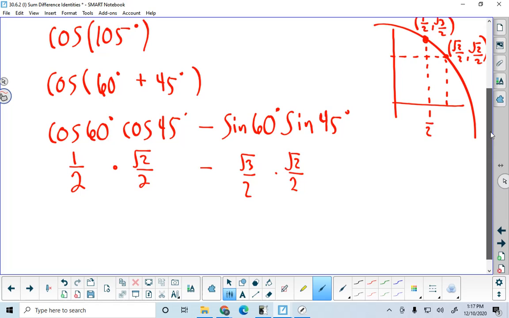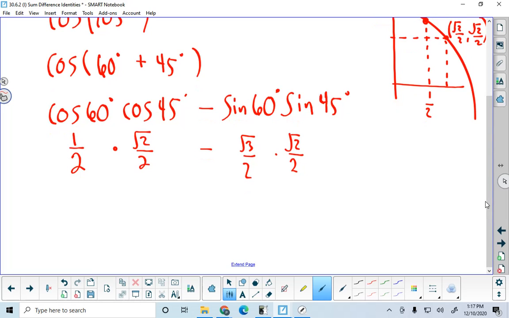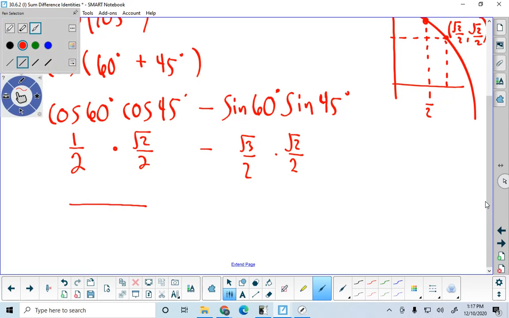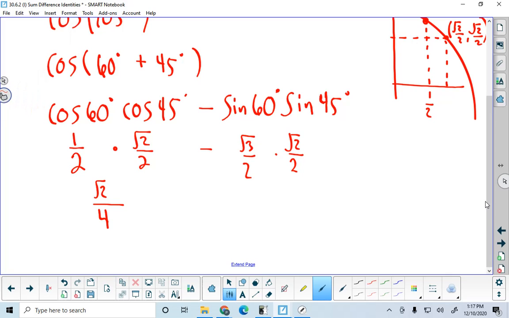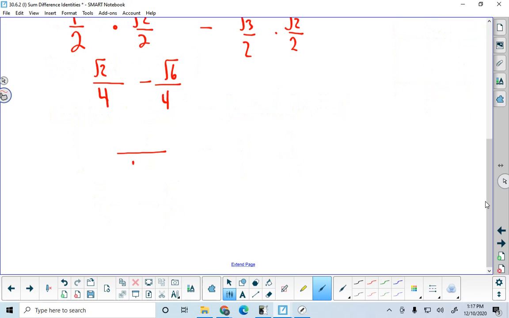Now we simplify this. We multiply across the top. 1 times root 2 is root 2. We multiply across the bottom. Strangely enough, a lot of people forget to multiply the 2 by the 2 on the bottom. Then we have minus root 3 times root 2, which is root 6, over 4. We can put this together with a common denominator, and you get root 2 minus root 6 over 4.